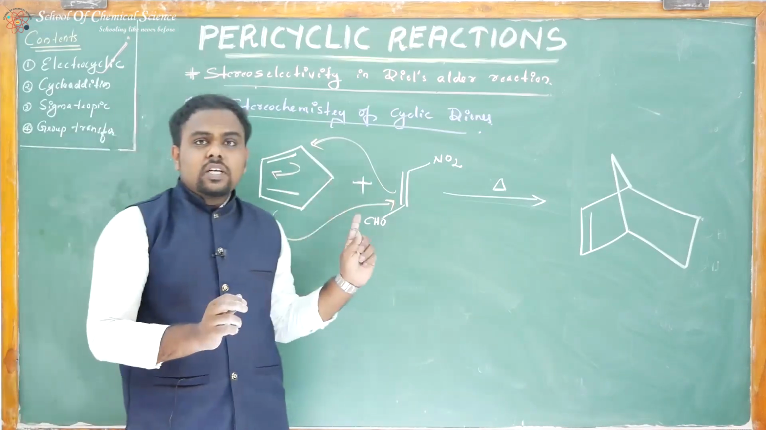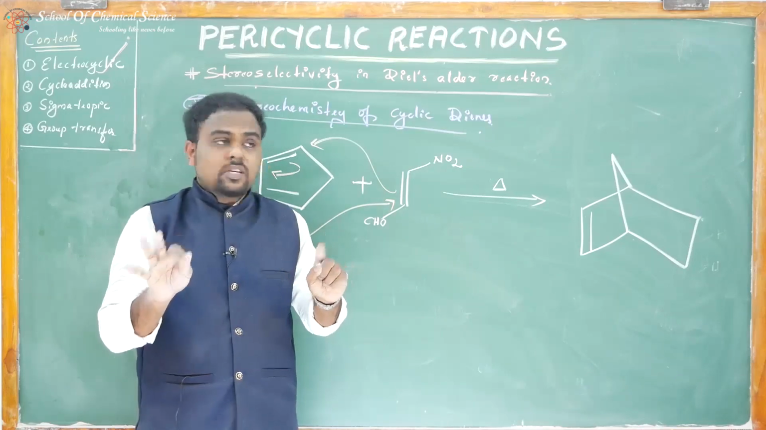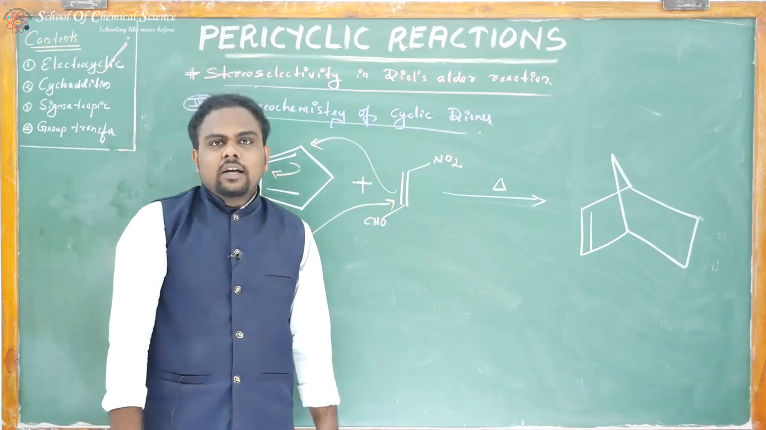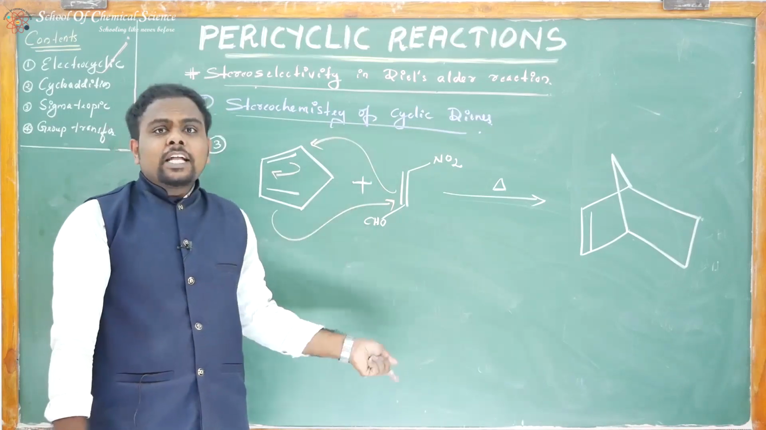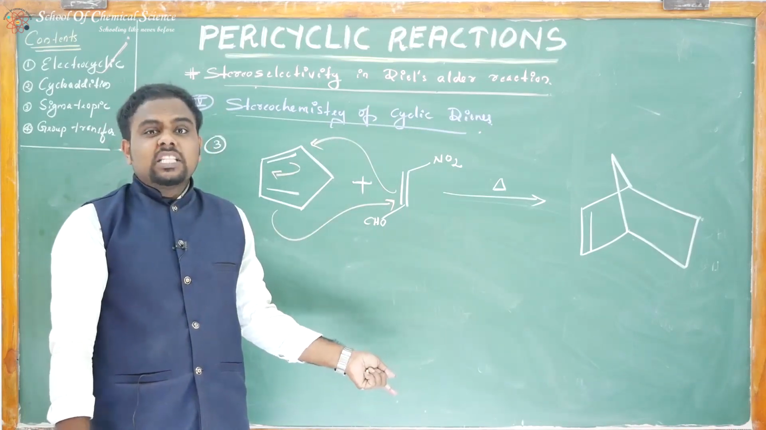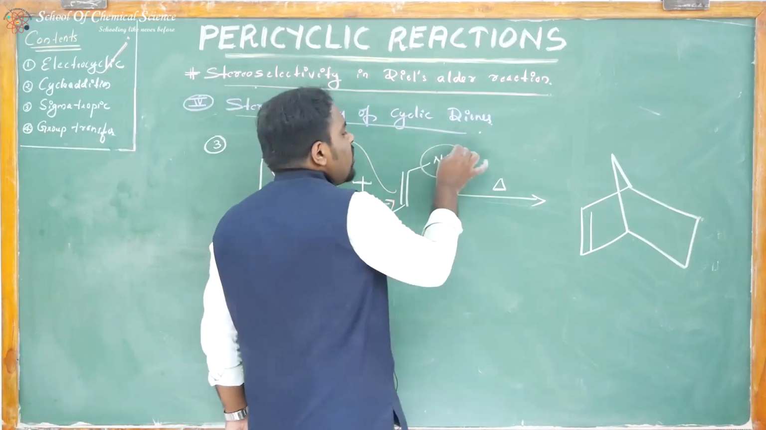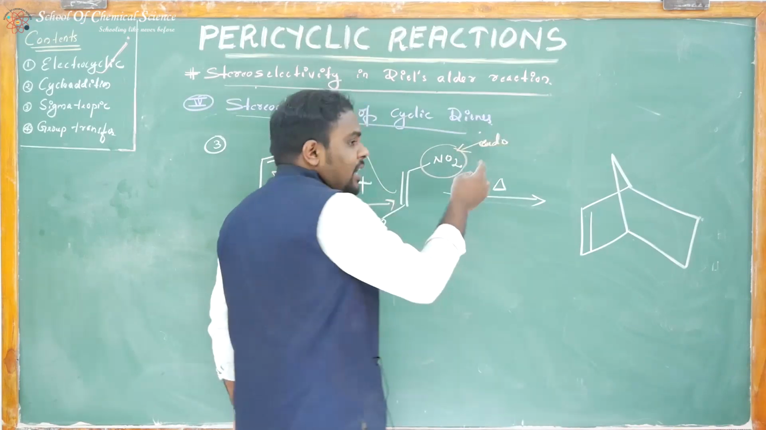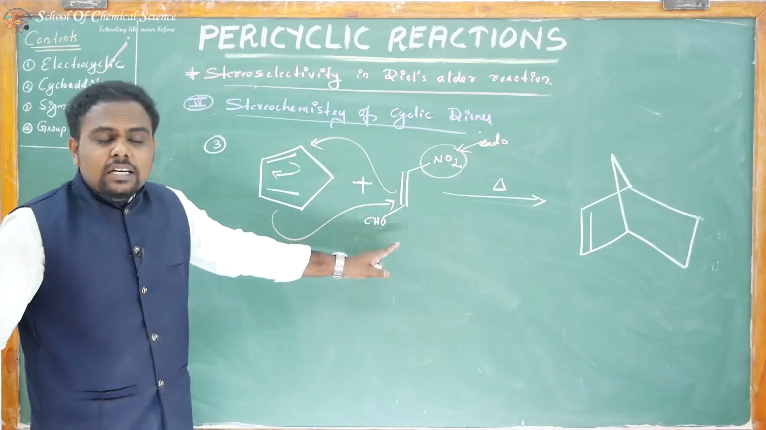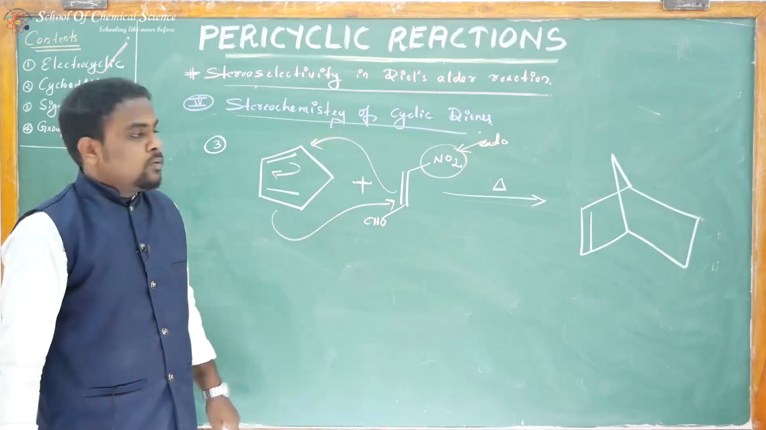Both are electron withdrawing, but both will not be in endo position because they are trans to each other. Clear? So both in endo position is not possible. The most powerful withdrawing group will be in endo position, and the most powerful withdrawing group is NO2. If two withdrawing groups are trans to each other, the more powerful withdrawing group will be in endo position.